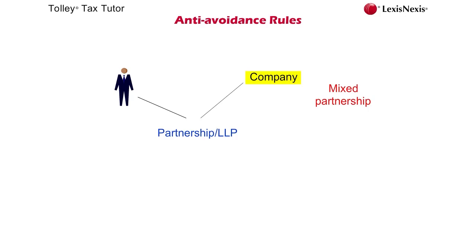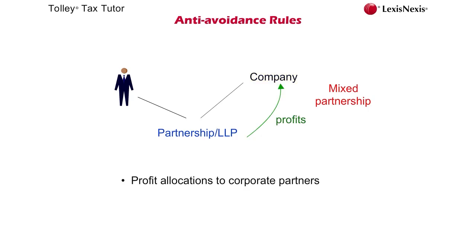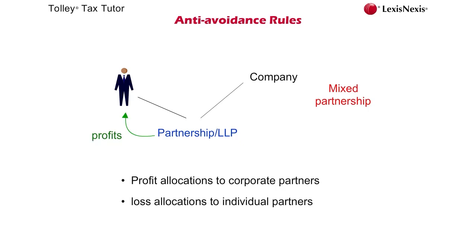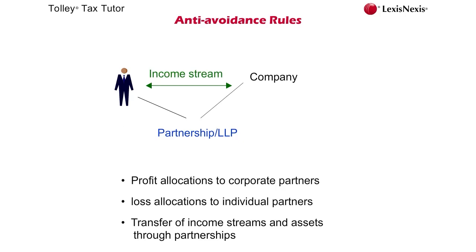The legislation deals with three types of arrangement. The first anti-avoidance rule looks at profit allocations to corporate partners. The second rule looks at loss allocations to individual partners. The final anti-avoidance rule relates to all partnerships, not just mixed partnerships, and combats tax avoidance from the transfer of income streams and assets through partnerships. We will look at each of these three measures in turn.